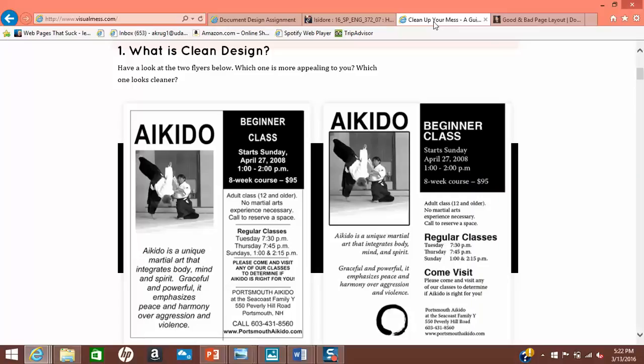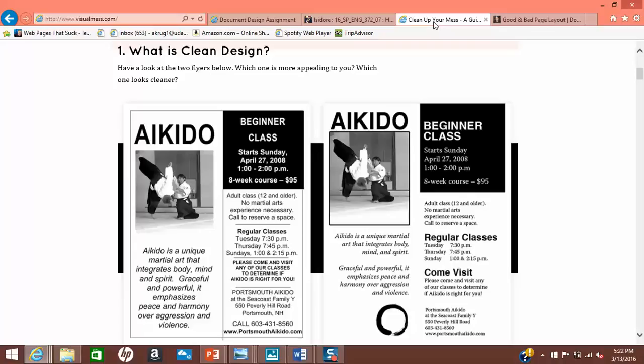Let's look at an example. If you go to this website called visualmess.com, you'll come up with two different side-by-side pictures. These two side-by-side document comparisons each have the same information and therefore the same topic, but which one looks cleaner and easier to read?